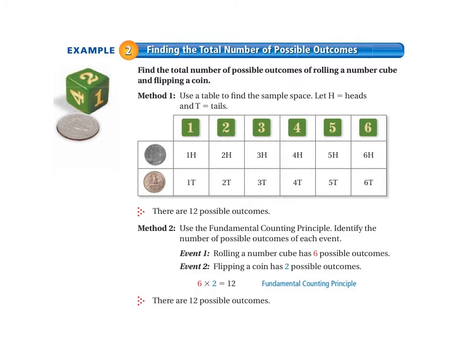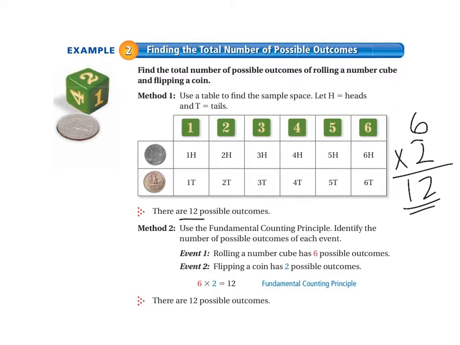So it says use a table to find the sample space. Let H equal heads and T equal tails. And then there's the number on the dice, so you can see that you could roll 1, 2, 3, 4, 5, or 6, and you can get either heads or tails. So you can get a 1H, a 1T, a 2H, a 2T, and so on. So there are 12 possible outcomes. That's because there's 6 numbers on the dice and 2 sides on the coin. 6 times 2 is 12 possible outcomes.